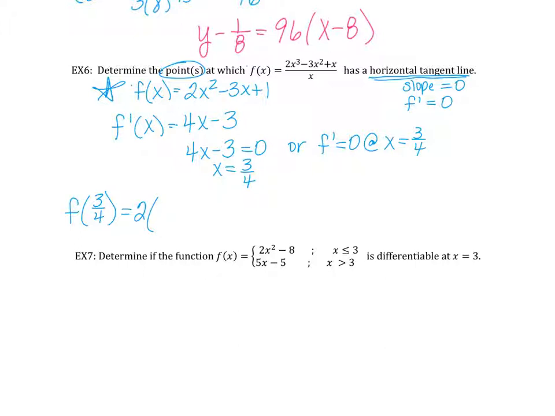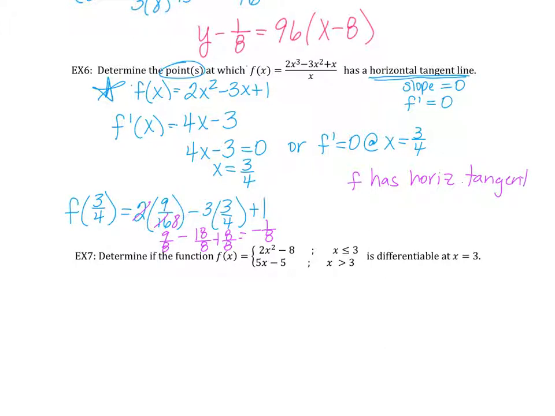So 2 times, if I square that, that's 9/16, minus 3 times 3/4 plus 1, and just do a little fraction work. So that's 9/8 minus 9 over 4, so that'd be 18/8 plus 8/8, and that's -1/8. So f has a horizontal tangent at (3/4, -1/8).